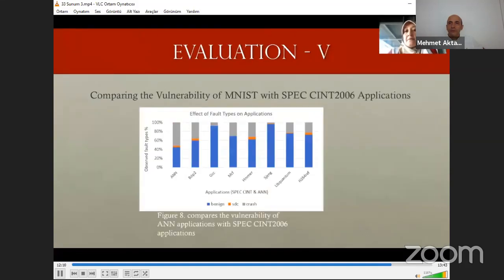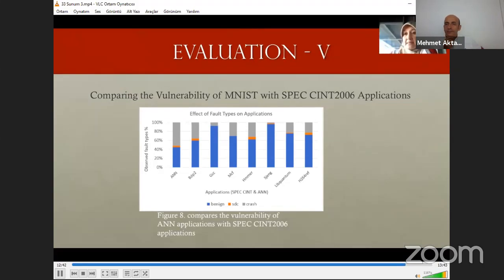Finally, we compare the vulnerability of MNIST with conventional stack applications. The first bar shows the ANN application vulnerability, and the rest are the normal stack applications. As we can see here, the vulnerability of the ANN application is as low as other stack applications, and in some cases, it is even lower than that.